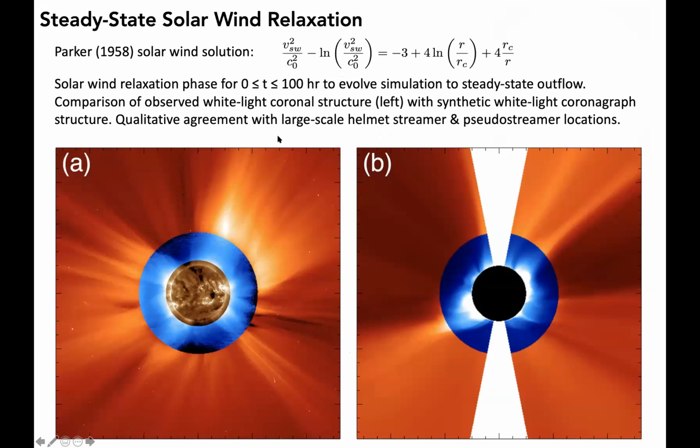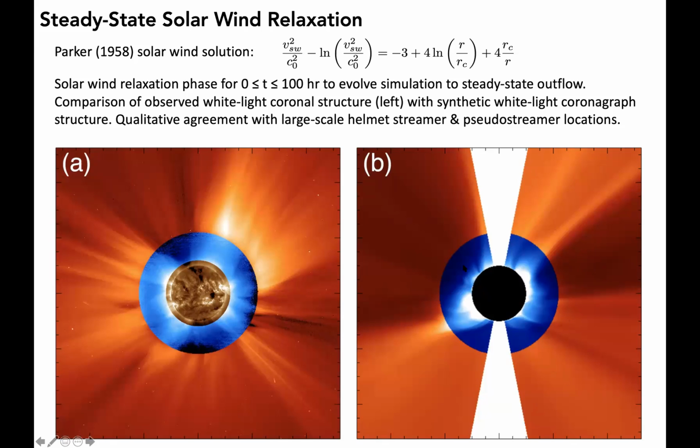And so, okay, the first thing we've got to do once we've got that potential field source surface initial state is put in a solar wind. So we do the simplest thing you could think of, which is Parker's isothermal solution from 1958. And then we relax that for 100 hours in the simulation time. And that gives us the distribution of open and closed field. It's not exactly the same distribution as the real sun, but it's not bad.